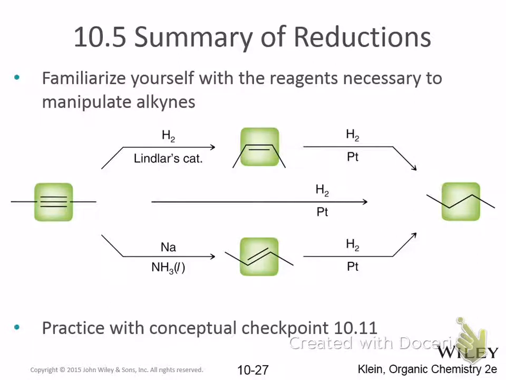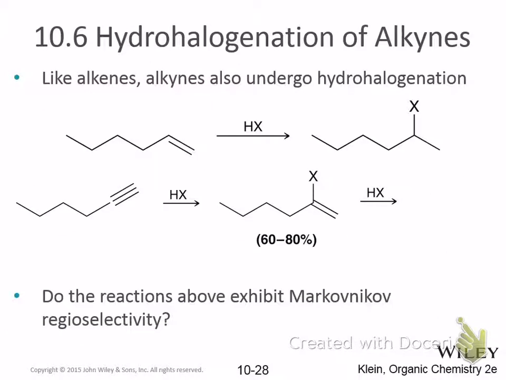Okay. Now, if your goal was to make a cis or a trans, then of course you wouldn't do this second step of hydrogenation. And if your goal was to make an alkane, you wouldn't do Lindlar's catalyst or the sodium dissolving metal reaction, sodium and liquid ammonia.